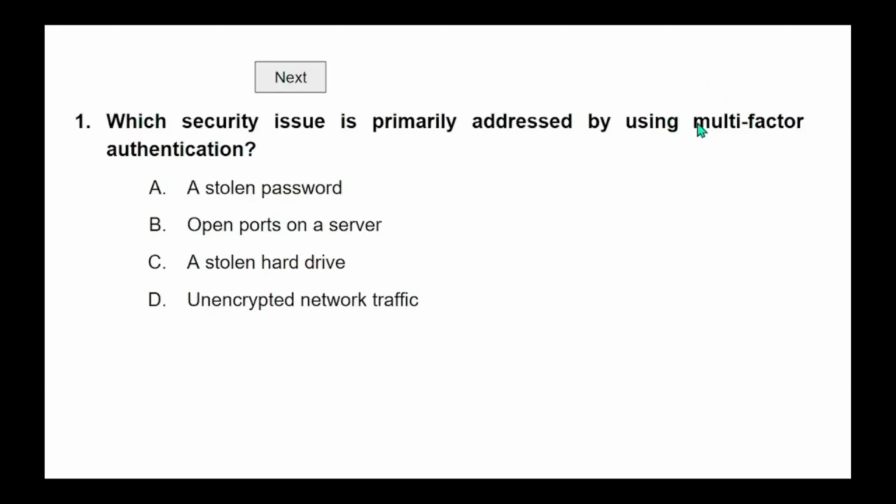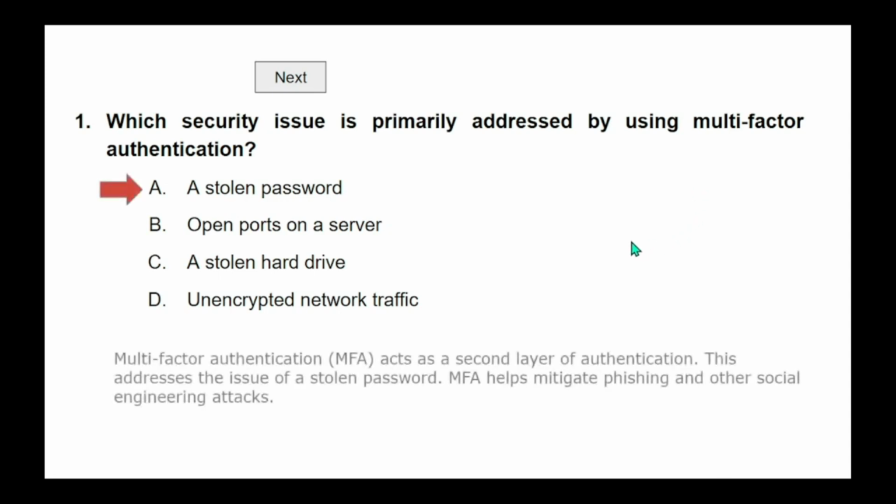Which security issue is primarily addressed by using multi-factor authentication? Option A, a stolen password. Option B, open ports on a server. Option C, stolen hard drive. Option D, unencrypted network traffic. So multi-factor authentication helps to solve a stolen password.